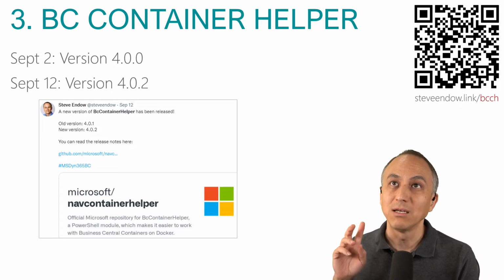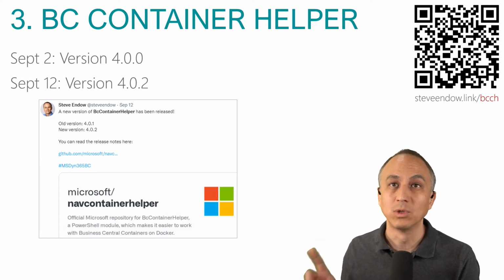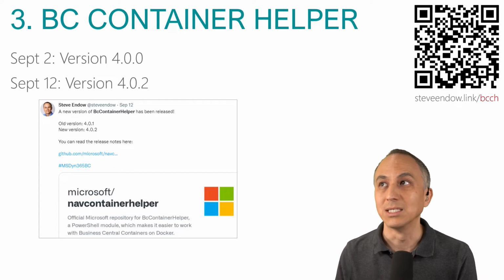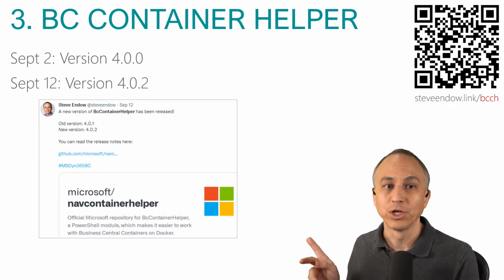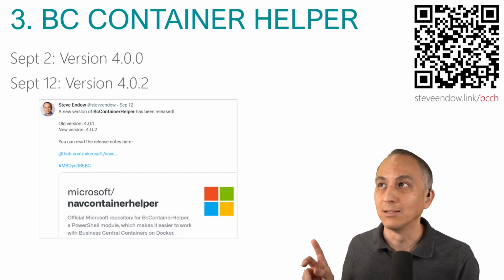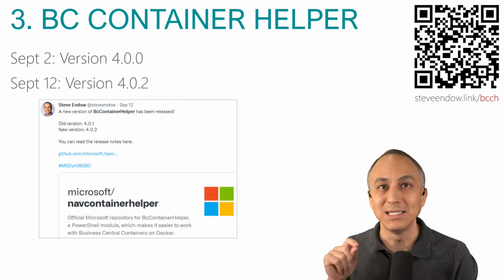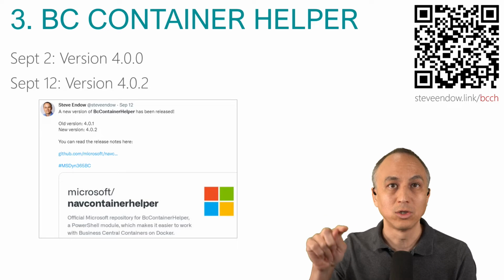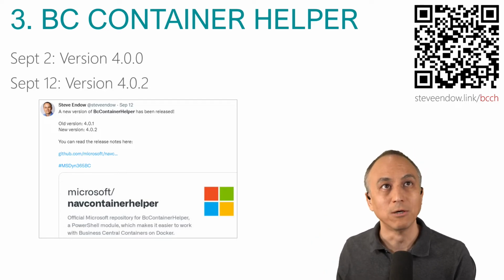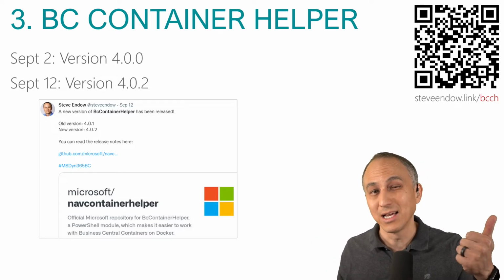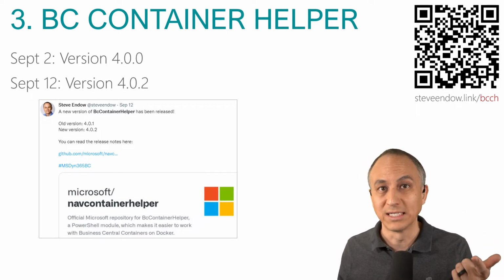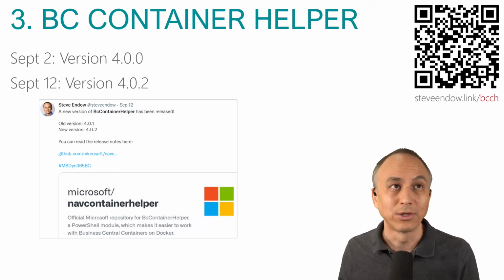On September 2nd, version 4.0 was released, and on September 12th, the latest version 4.02 was released. I have a short URL, stevendo.link/BCCH, BC Container Helper, that points to the release notes. So stay current with BC Container Helper, update it because Freddie is making constant fixes, and you can check out the release notes.